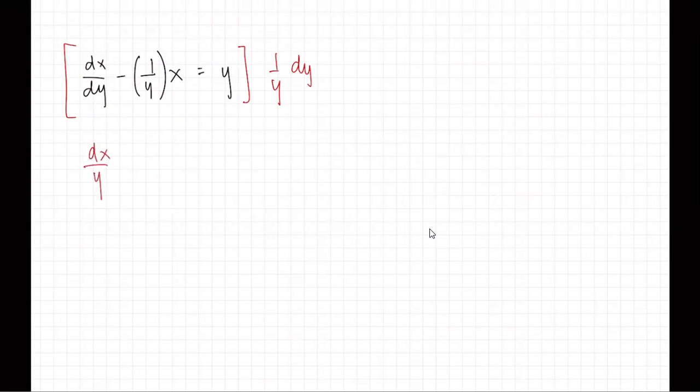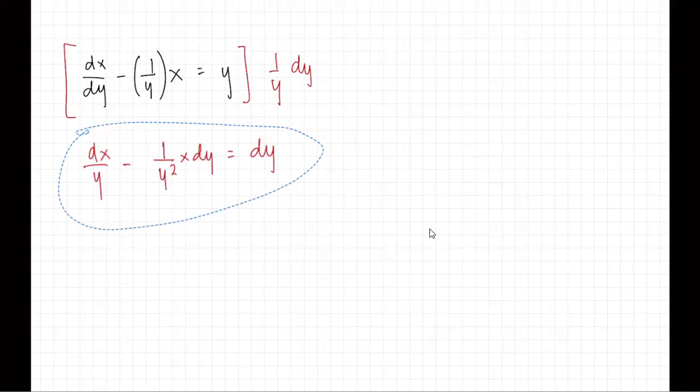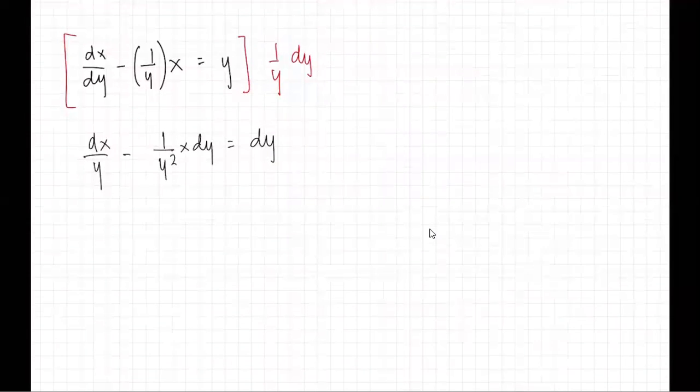dx over y minus 1 over y squared x dy is equals to dy. Okay? Then, so try natin i-change ng exponent to. So, y negative 1 dx minus y negative 2 x dy is equals to dy.